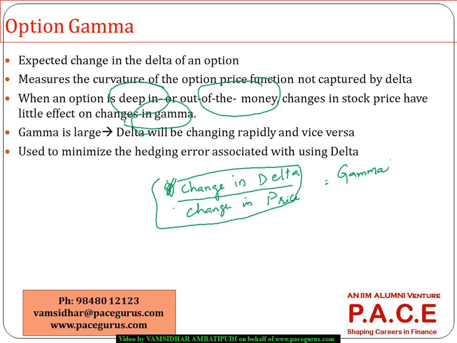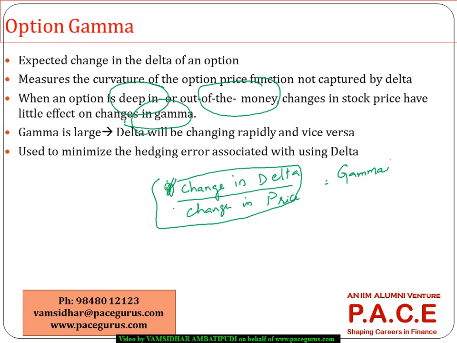I'm not talking about delta being higher. Delta is changing fast. So probably earlier if the delta was 0.52, it is becoming 0.57, 0.62, 0.67. There is a huge change in delta with a small change in the stock price. Or it could be on the downside, 0.47, 0.42, right? It's the acceleration part that is higher on the positive side or the deceleration on the negative side. That is what is measured by gamma.